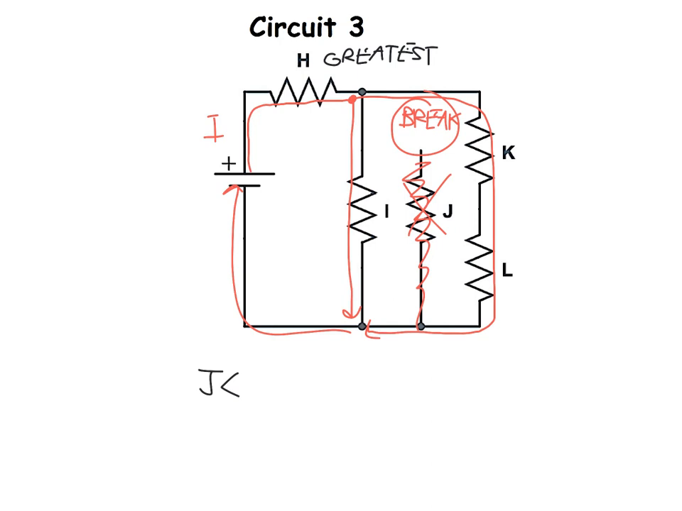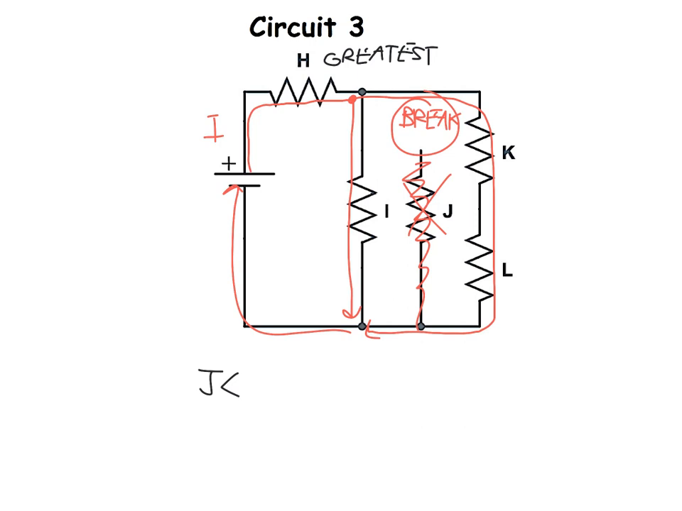So we just need to figure out between I, K, and L which one is the most. We know that that current splits. We don't necessarily know that it splits evenly. So let's go back to thinking about voltage for a second. These two branches, here and here, must have the same total voltage across them. Okay, whenever we have two branches in parallel, the voltage across them must be the same.